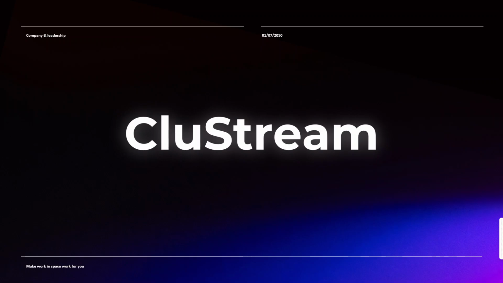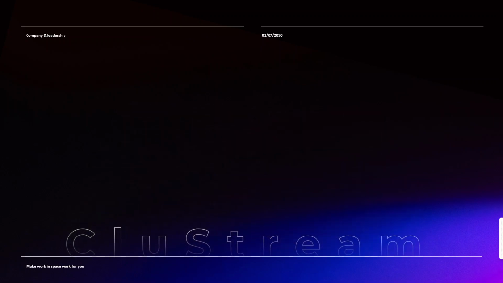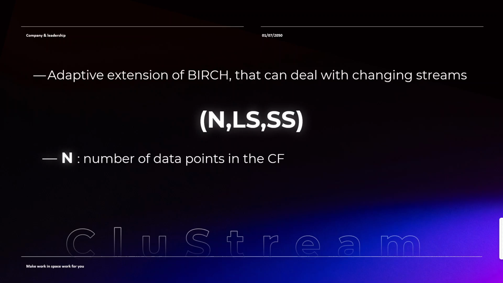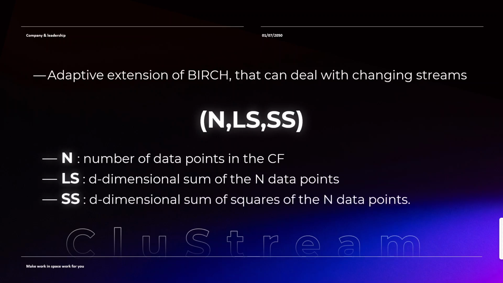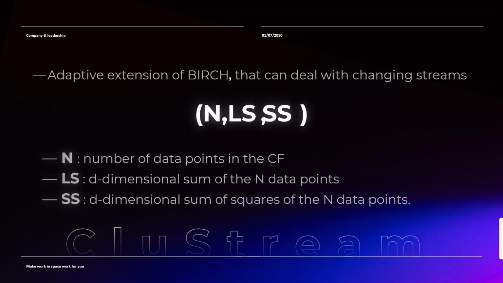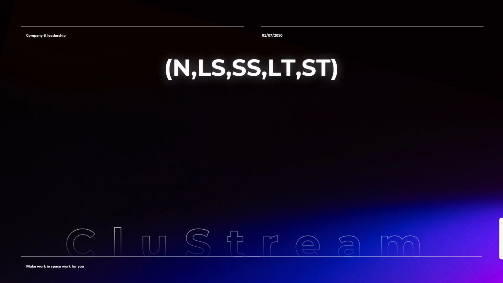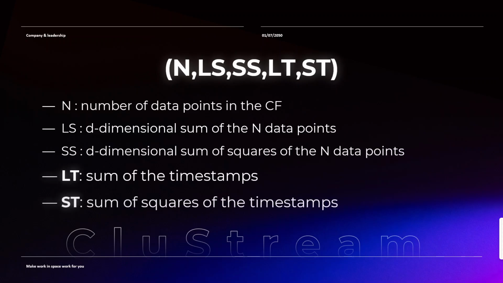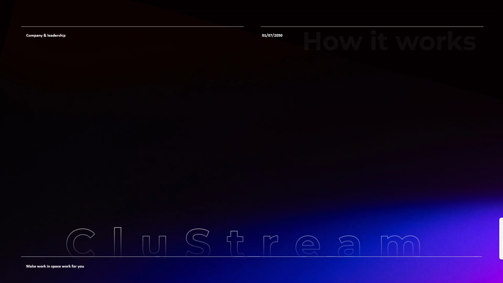The next algorithm is CluStream. CluStream is an adaptive extension of BIRCH that can deal with changing streams. Recall the N, LS, and SS tuple. Here we have defined these N, LS, and SS. For CluStream, we add two more features to the tuple called LT and ST. LT is the sum of the timestamps, and ST is the sum of the squares of the timestamps.